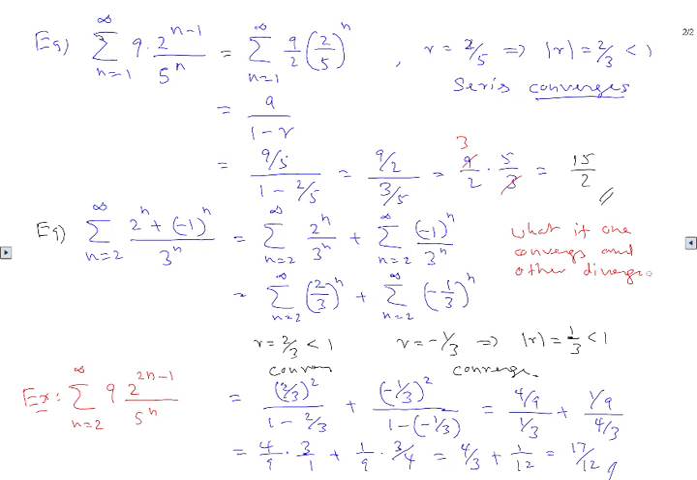So if one converges and the other diverges, the whole series has to diverge, because the converged one has a finite number, but the diverged one either goes to positive infinity, negative infinity, or fluctuates between the two. So what's going to happen in that case? The whole series diverges. So it's something you'll remember. When there are two series, if one converges and one diverges, or both diverge, then the whole series has to diverge. So this is one of the results that you want to remember.